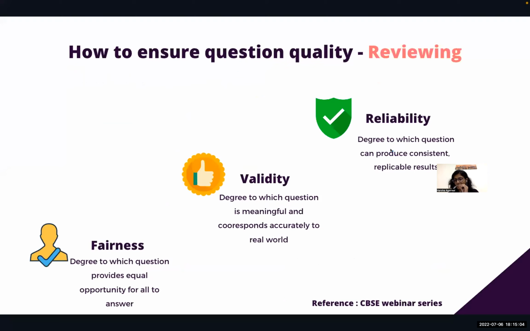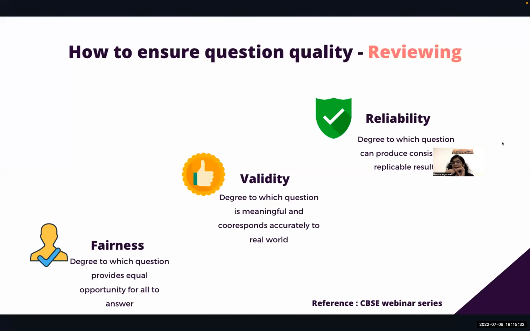Three things are something you need to check. So if as a math, English, science, or SST teacher you prepared a question, you need to check the fairness, the validity, and the reliability of the question. Okay, now what are they? Reliability is the degree to which the question can produce consistent, replicable results. So any maths question you give, any chemistry formula you give for balancing, etc. The question should be reliable in nature and should produce consistent answers.